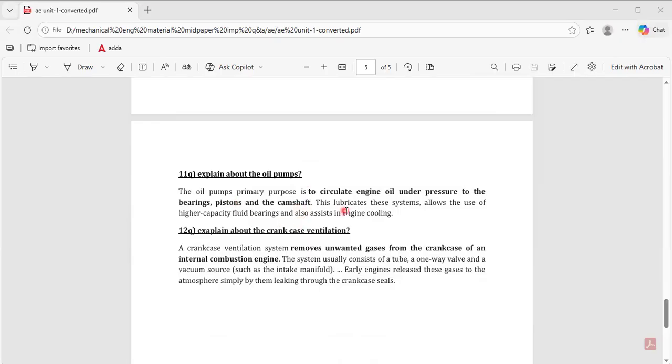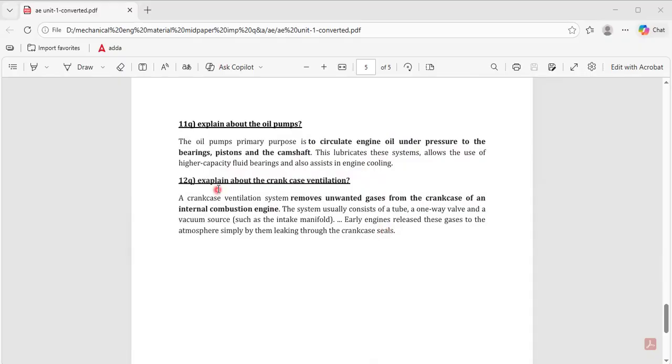The primary purpose of the oil pump is to circulate engine oil under pressure. The engine oil has to be sent upward, so the lobes are used here to supply pressure to the bearings, pistons and the camshaft. This lubricating system allows the use of higher capacity fluid bearings and also provides engine cooling.